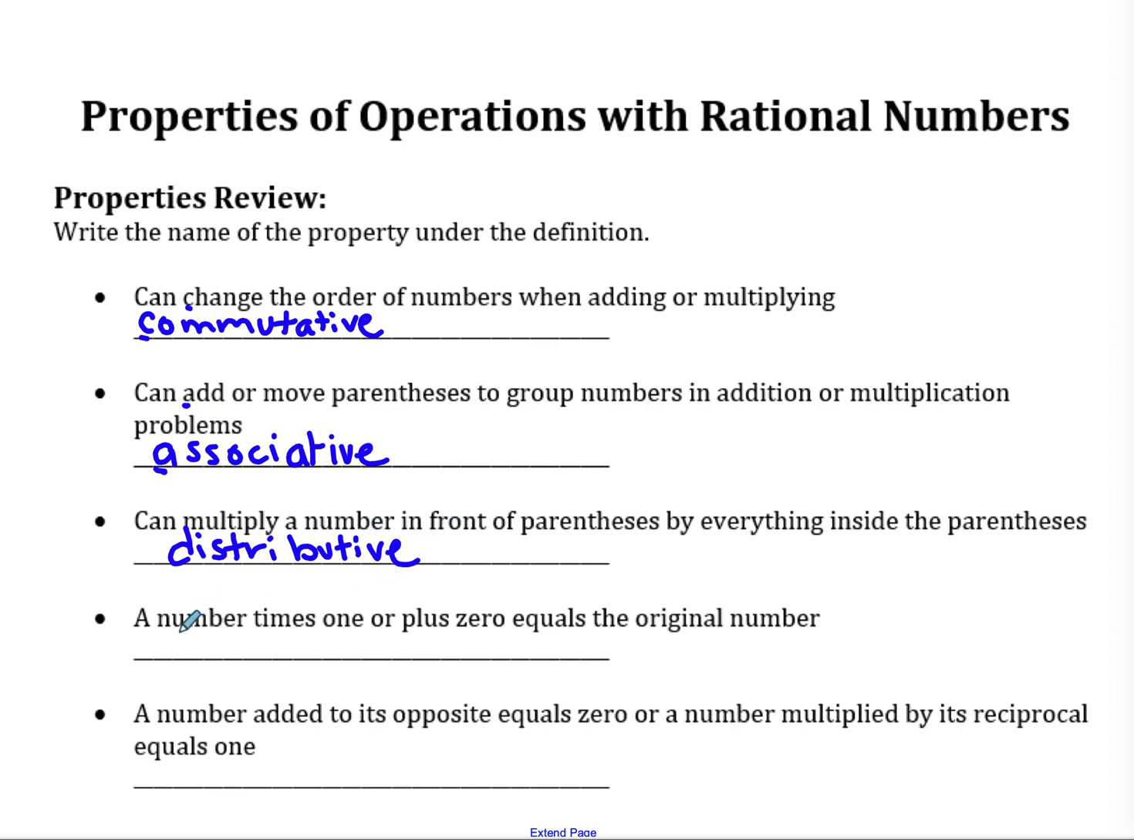A number times 1 or a number plus 0 equals the original number. That is the identity property. And then a number added to its opposite equals 0, or a number multiplied by its reciprocal equals 1. And that is the inverse property.